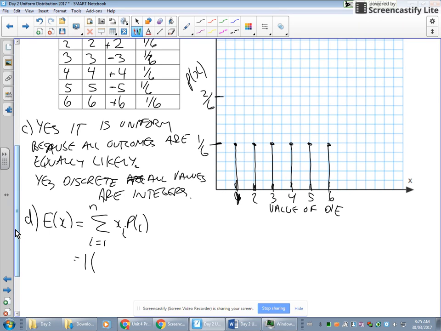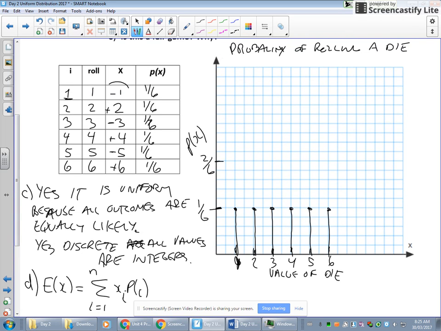And finally, D, the expected value. So in this particular case, expected value of X. The value of -1 has a 1 in 6 chance.